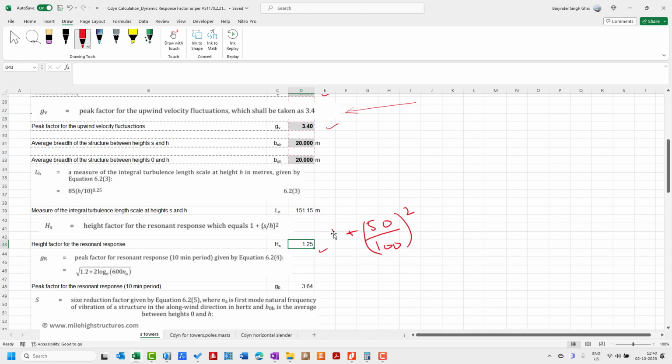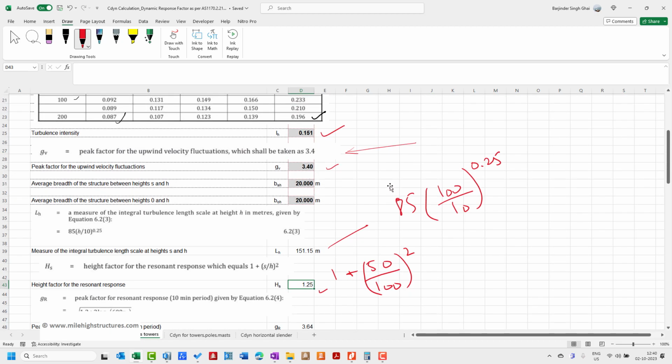And after that, if we are talking about the value LH, this is nothing but 85 into (100 divided by 10) to the power 0.25. And this we have already understood. BSH and B0H we have covered. GV's value is fixed.